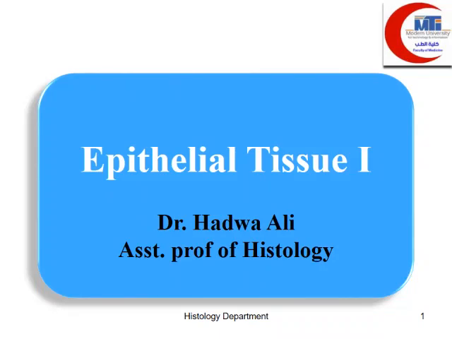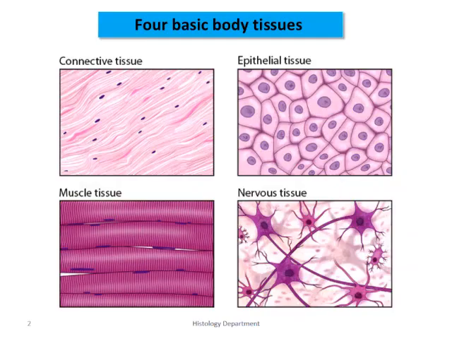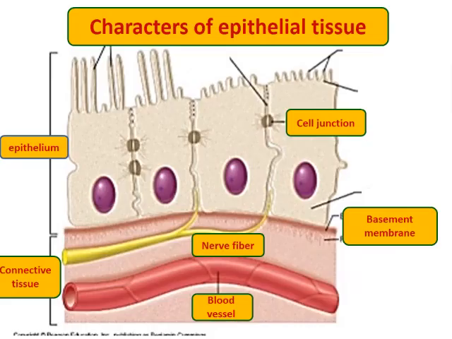Dear student, this is the first lecture about the epithelial tissue. In our body, we have 4 different types of basic tissue. These tissues are the connective tissue, epithelial tissue, nervous tissue, and muscular tissue. There are certain characters or features in the epithelial tissue. What are these characters?